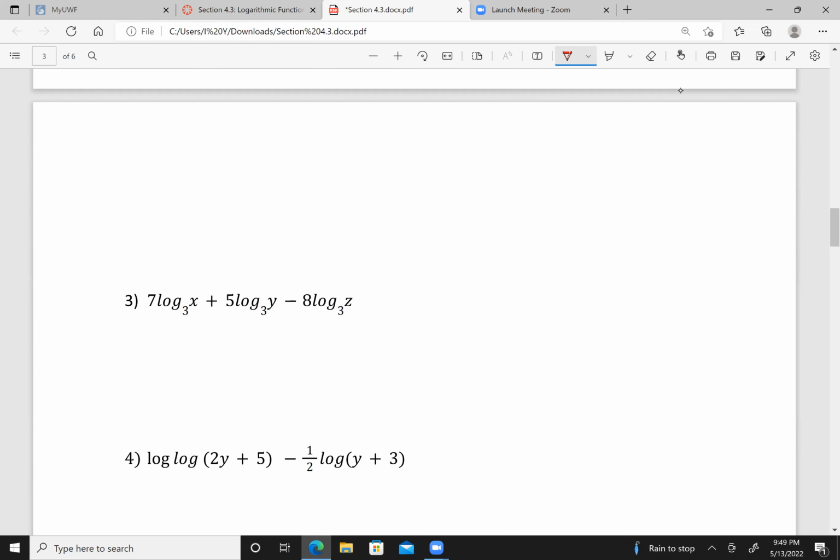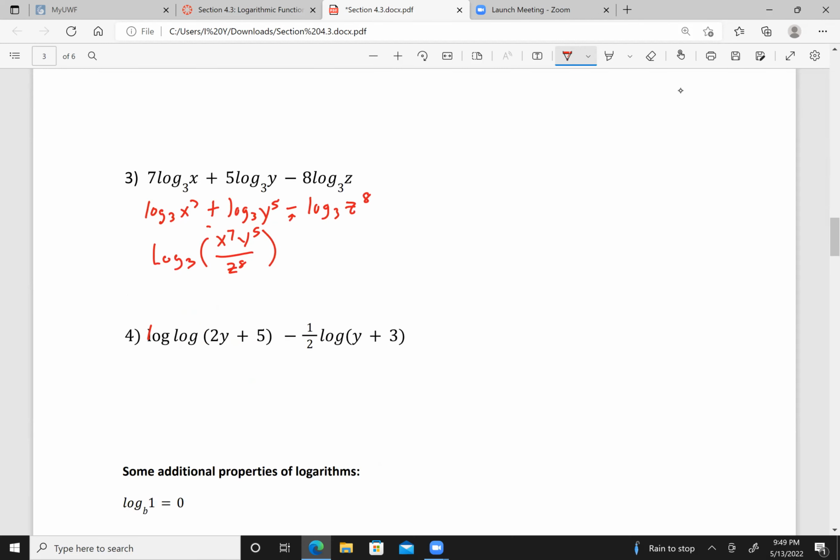Okay, let's see what we got going on here. So this is the log base 3 of x to the 7th plus the log base 3 of y to the 5th minus the log base 3 of z to the 8th. So we have addition. I have log base 3 of x to the 7th, y to the 5th, subtraction, divided by z to the 8th.